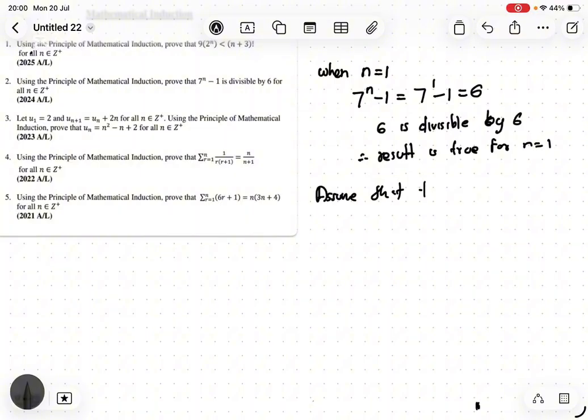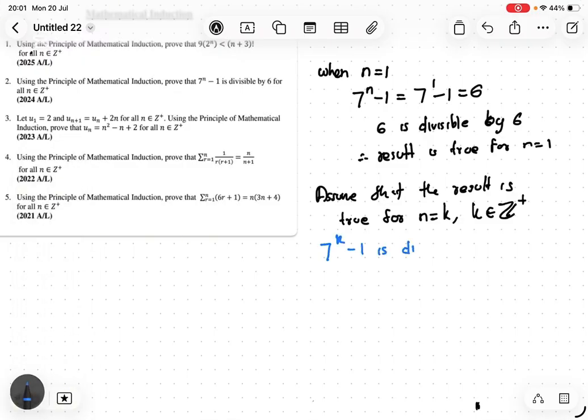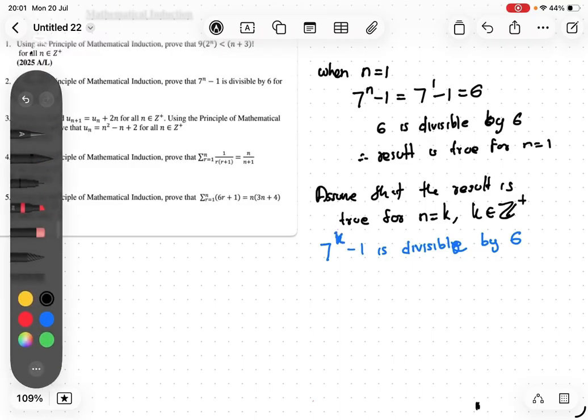Clear? Okay, next step, we have to do the assumption. Assume that the result is true for n equals k, where k is a positive integer. Then you write what you assume. The assumption is 7 to the power k minus 1 is divisible by 6. This is what we assume. Clear? Now you have to check this for n equals k plus 1. Now consider n equals k plus 1.